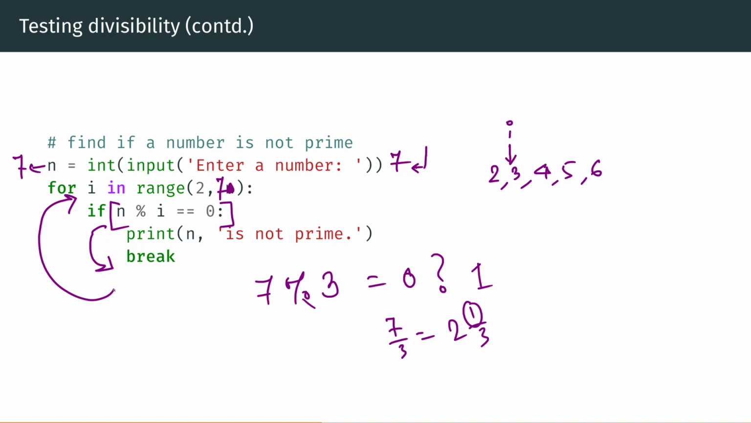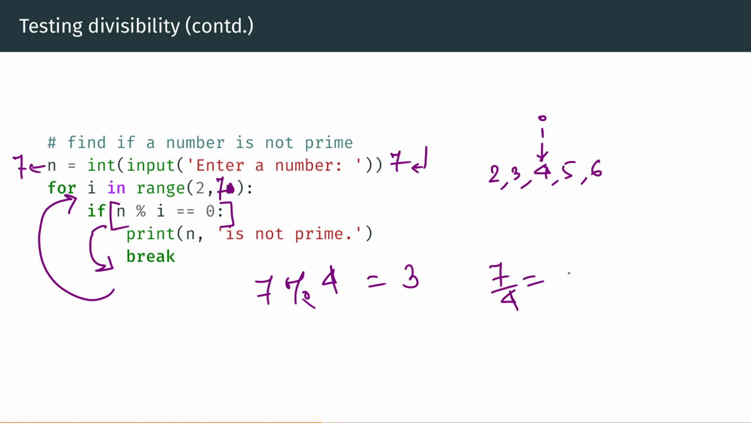Same thing, I will go up, I would be incremented. So now I would be 4, and the set of statements would be executed again. 7 modulo 4 would be 3 actually. This time 7 modulo 4 would be 3, because if you try to divide 7 by 4, you get a remainder of 3. 7 divided by 4 equals 1 and 3 by 4.